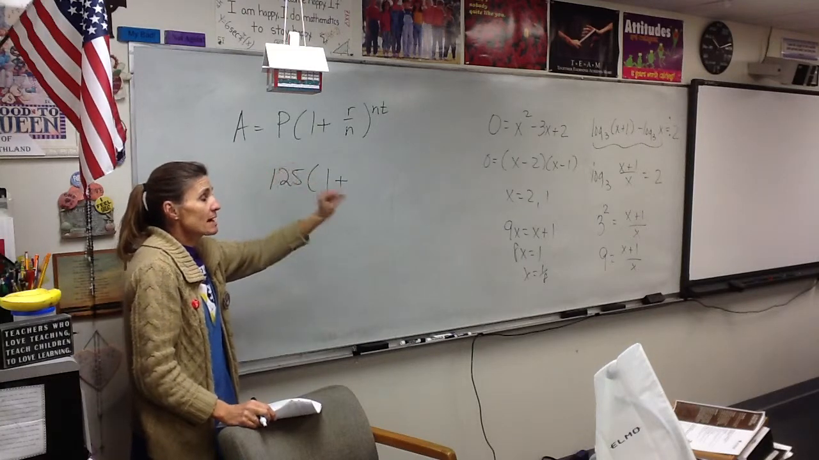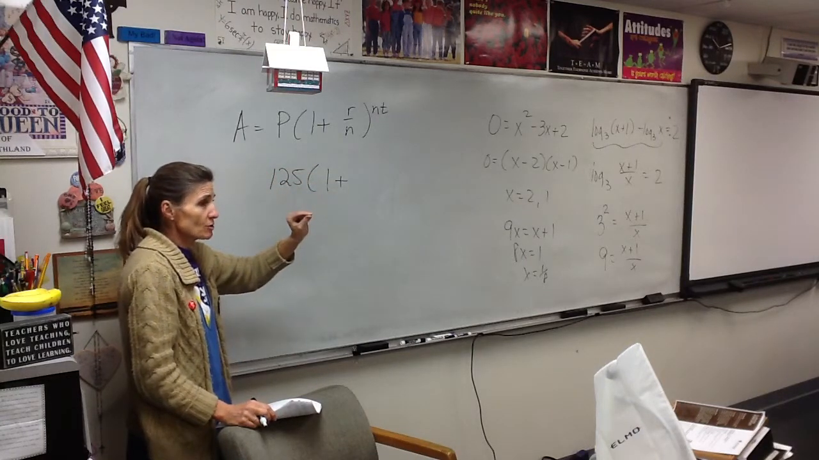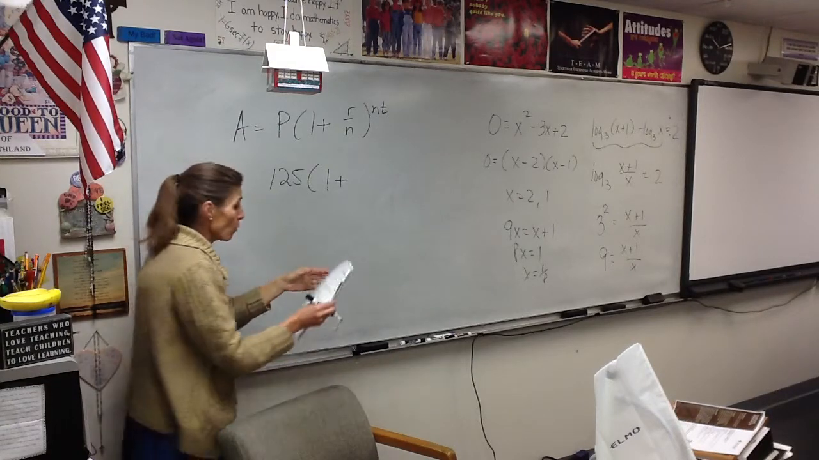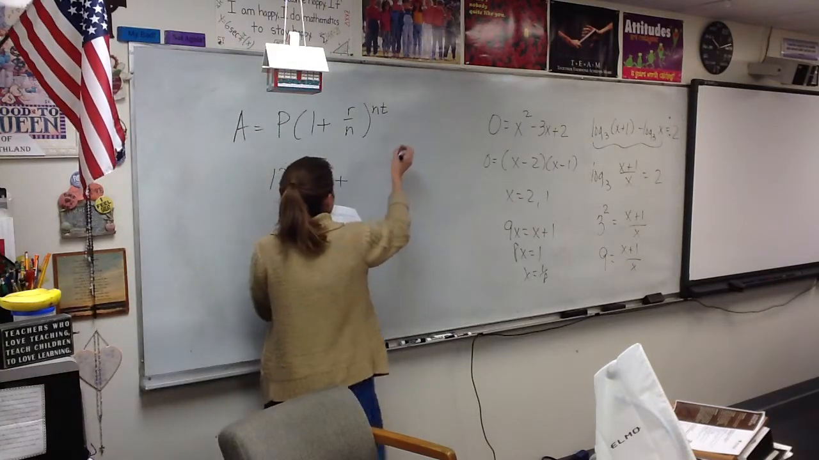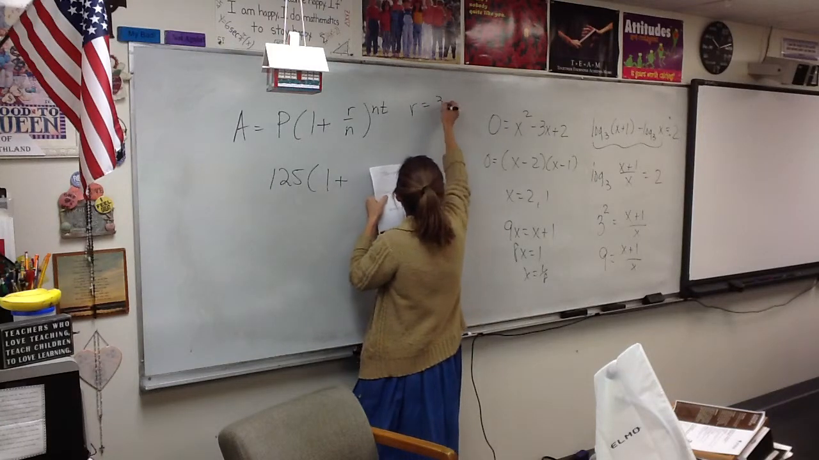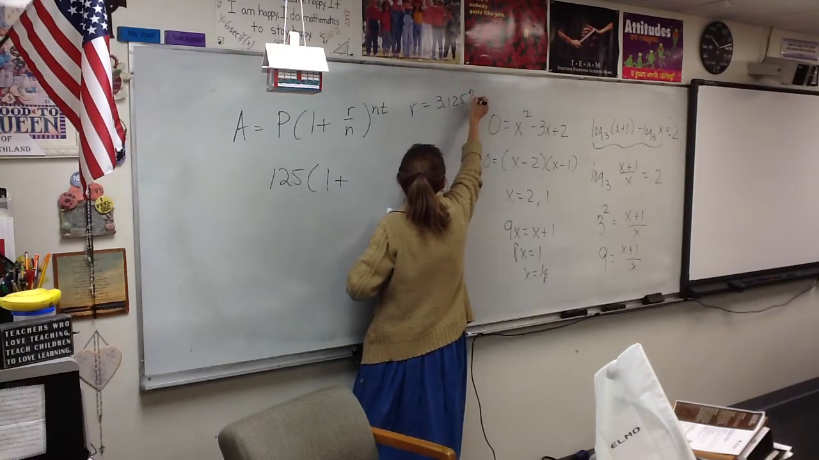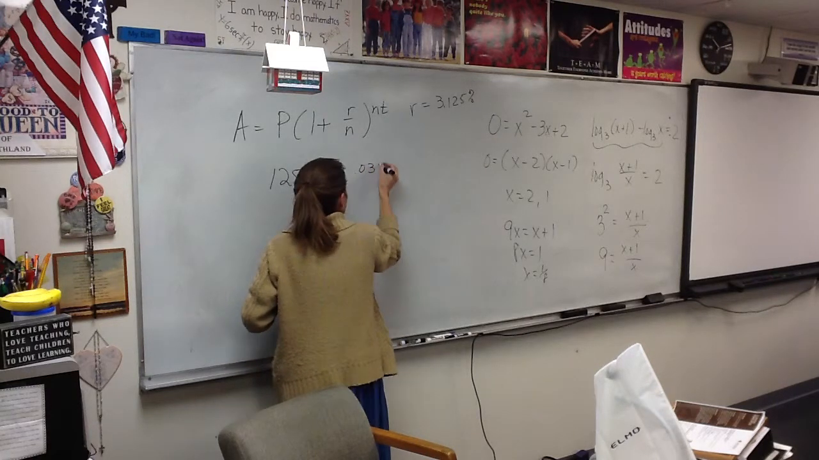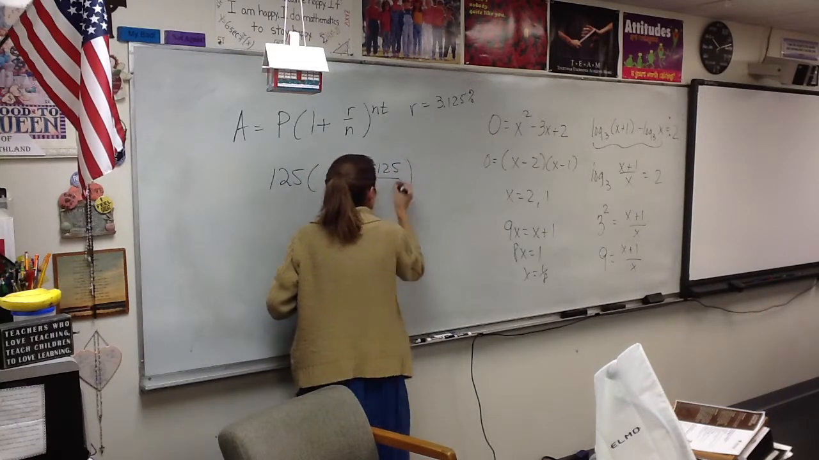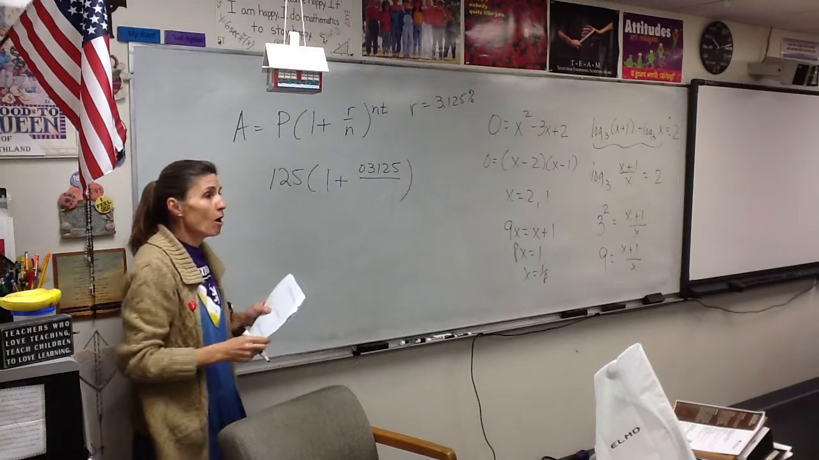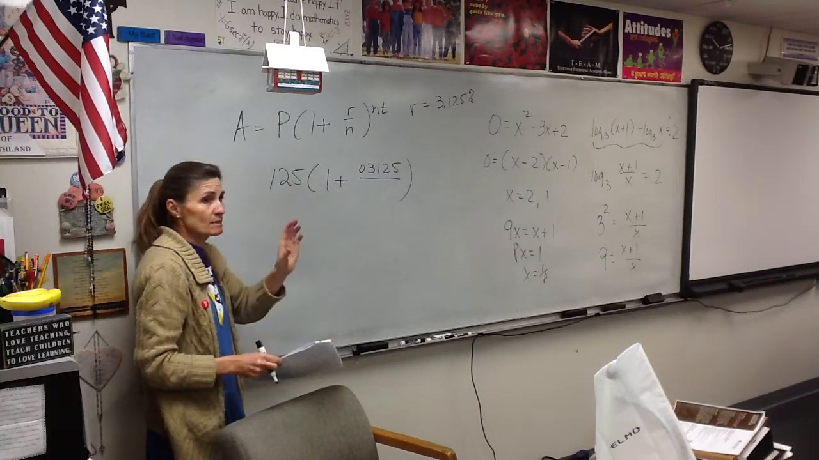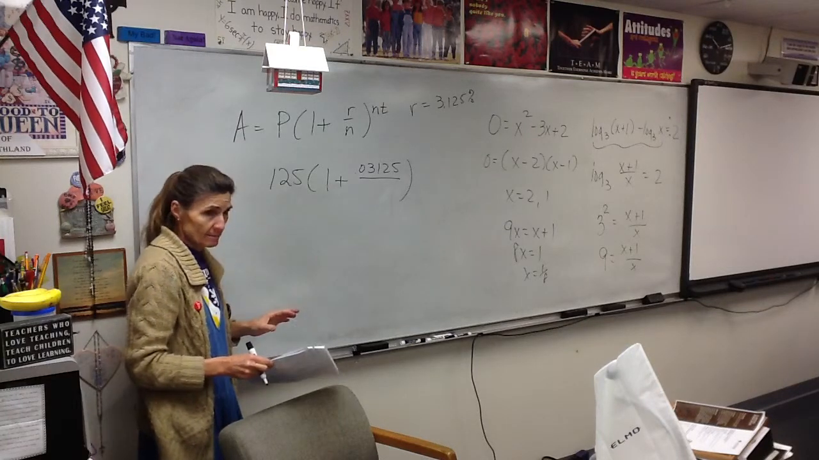Now, the biggest mistake that was made on the quizzes yesterday was in putting the R into the problem. When you put the R into the problem, if it says 3.125%, in the equation it has to be 0.03125. You've got to put your R in as the decimal, not the percent, the decimal. So you move it over twice. Yes.